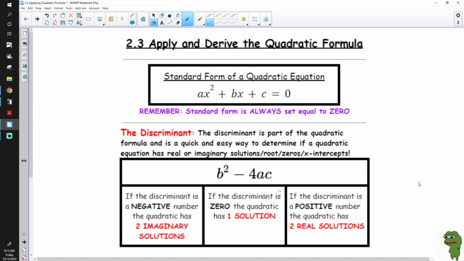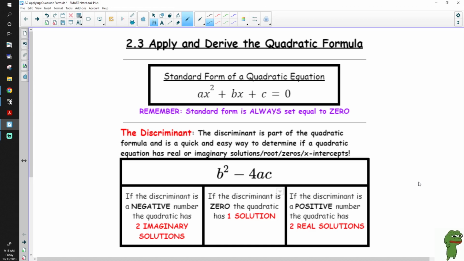And I cannot stress that the order matters. Your x squared term is always first, followed by the x term. Finally, at the end, at the caboose, is the constant, a number without any variables. It has to be in that order. If it's not in that order, everything's going to go south real fast.